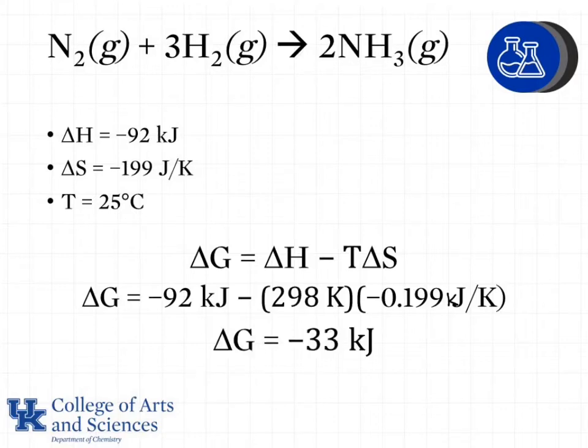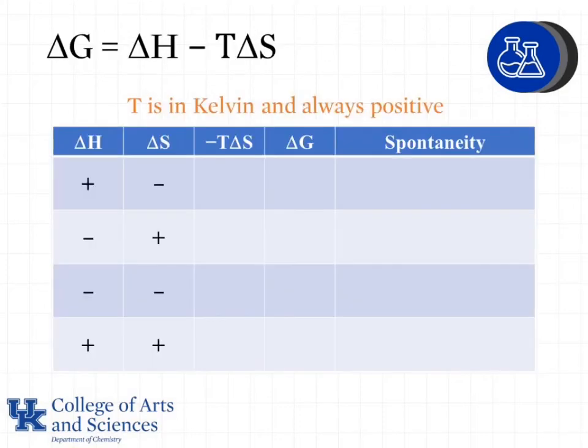When we solve this, we get delta G equals minus 33 kilojoules, which indicates a spontaneous process. Let's go through what happens when we're dealing with positive and negative values of delta H and delta S. First, let's look at an example when delta H is positive and delta S is negative. Remember that temperature is in units of Kelvin, therefore the value will always be positive.